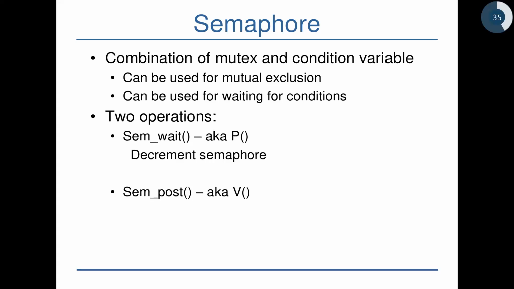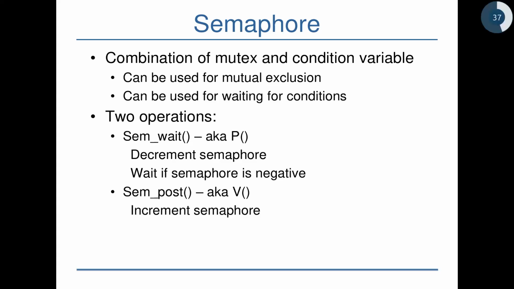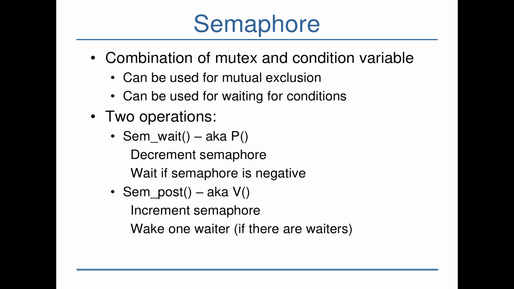Sem wait effectively will decrement the semaphore. The semaphore has an associated integer counter, and you decrement it, and it will wait if the semaphore is negative. Let's say the semaphore value was 0. It decremented the semaphore value, so now it's -1, and therefore it will wait. Now sem post will increment the semaphore and wake up one waiter, if there are waiters. If there are no waiters, there is no one to wake up, but it will do two operations: increment and wake up one waiter.